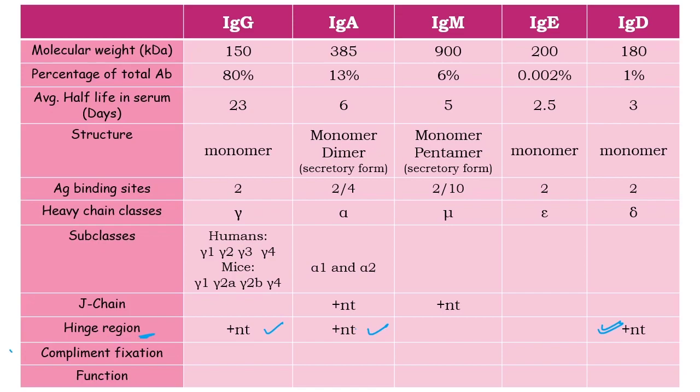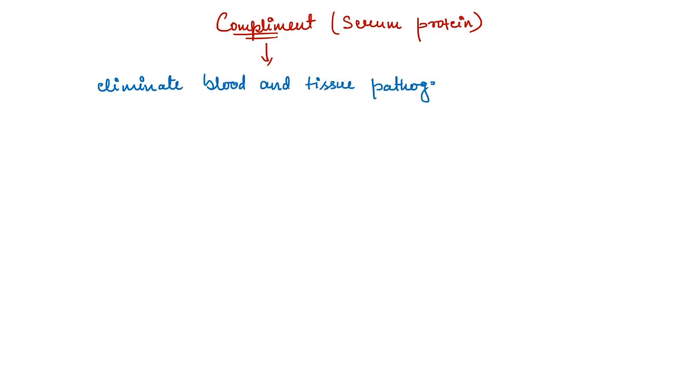Now the next is complement fixation. So what is complement? Complements are serum proteins. These serum proteins help to eliminate blood and tissue pathogens. They eliminate blood and tissue pathogens during both innate and adaptive immune system.